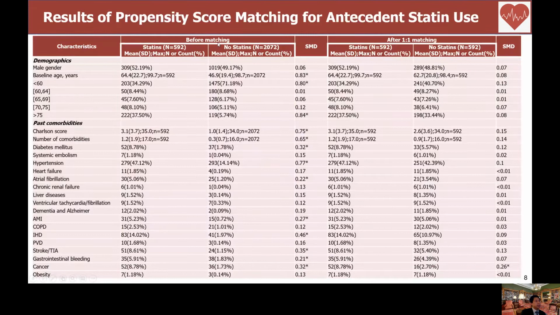So in terms of the characteristics before matching, you can see that the statin users tended to be a lot older, and they also had a high Charlson comorbidity score, as well as a high number of medical comorbidities. And we also listed out the percentages of the various medical conditions here. You can see that the standardized mean difference was greater than 0.2 for a lot of these variables, but the imbalances between the user and non-user groups were significantly reduced. So the SMD was less than 0.2, indicating successful matching.